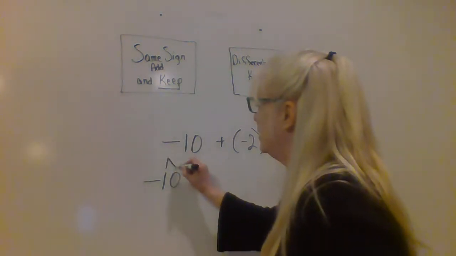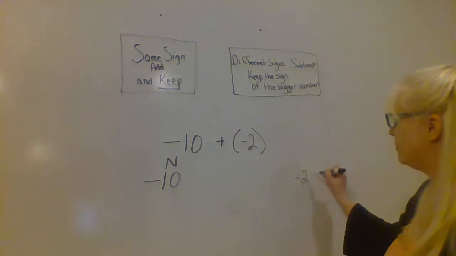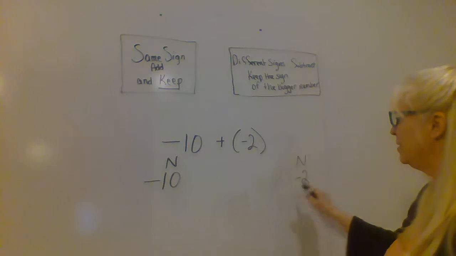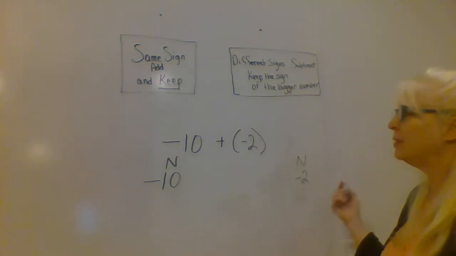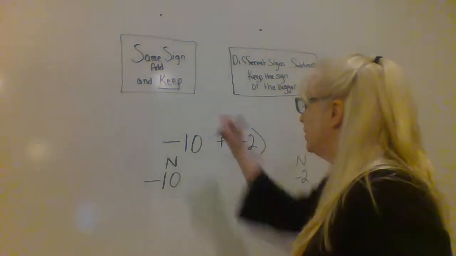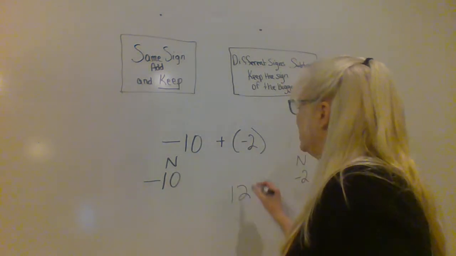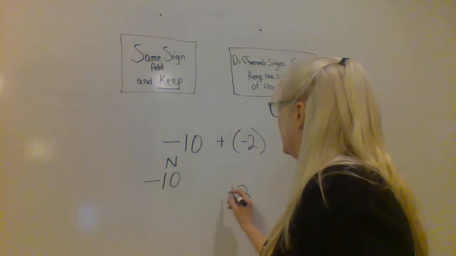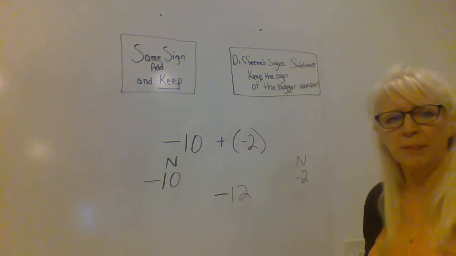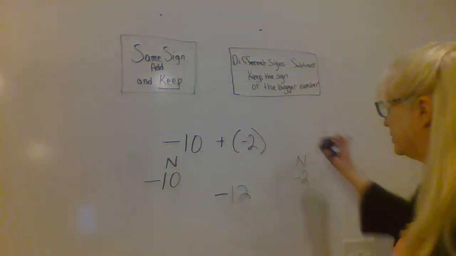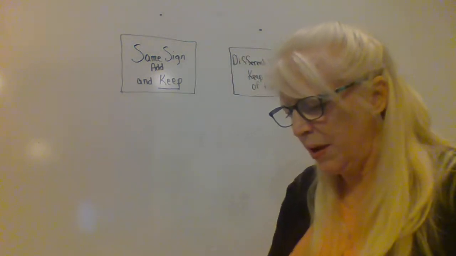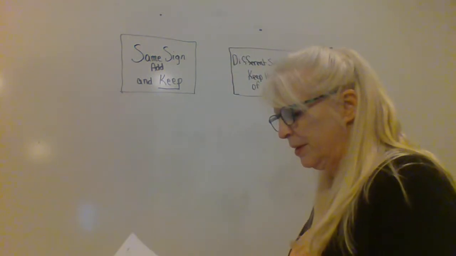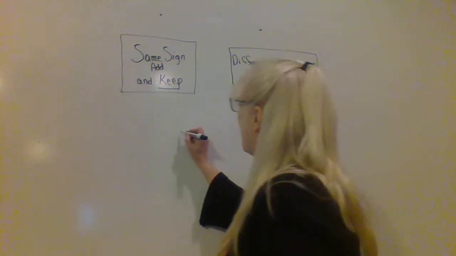So I'm going to put an N here to stand for negative. And I have a negative 2. I'm going to put an N there because the sign is also negative. They're both the same sign, so I'm going to add them. I'm going to follow this rule here. That's 12. And then it says I'm going to keep the same sign. They're both negative, and I'm going to keep the negative. And that's that one. Okay, so hopefully this is getting a little bit easier. Let's take a look at another one.